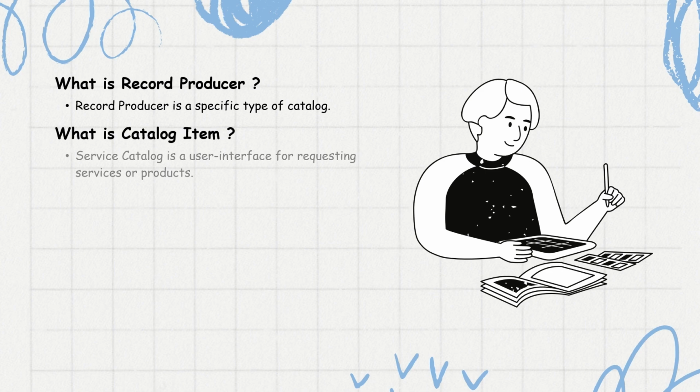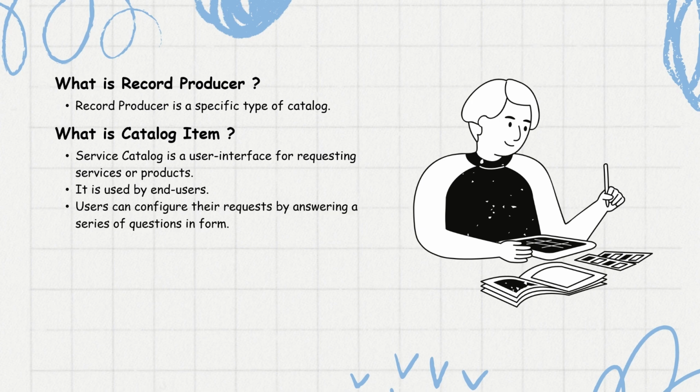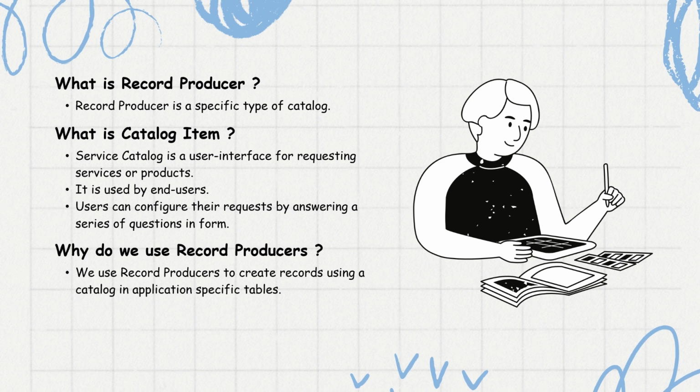Now what is a catalog? A catalog item or service catalog is a UI which is used by the end users to request the services or products for their work. Users can configure their request by answering a series of questions in the form. So, service catalog is basically a UI in form view where the users can fill in the details and raise a request. So, why do we use record producers? We use record producers to create records by using service catalogs in application specific tables.